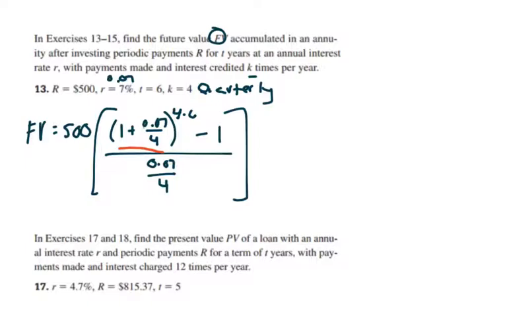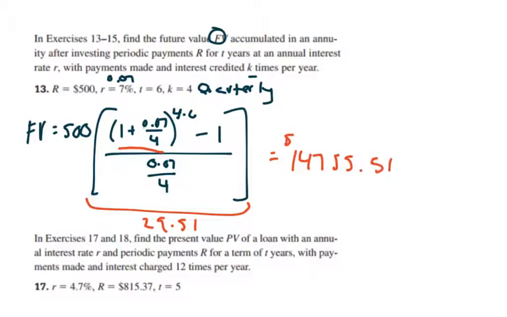And then multiply the 29.51 that we would get for this value times 500. And so apparently your investment is now $14,755.51. But of course that's at $500 per month, for 6 years. So, all right.